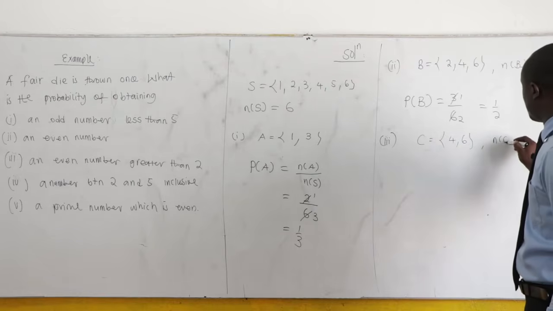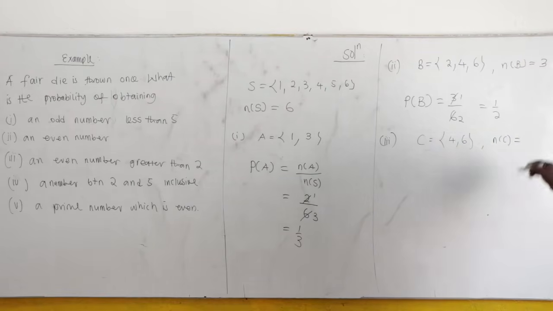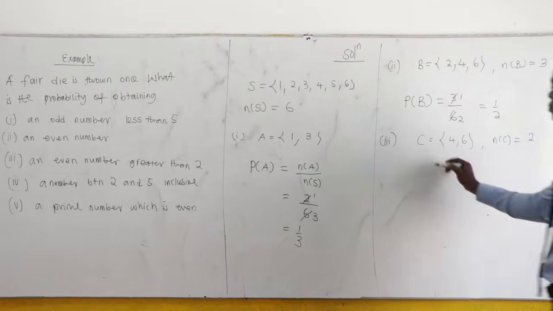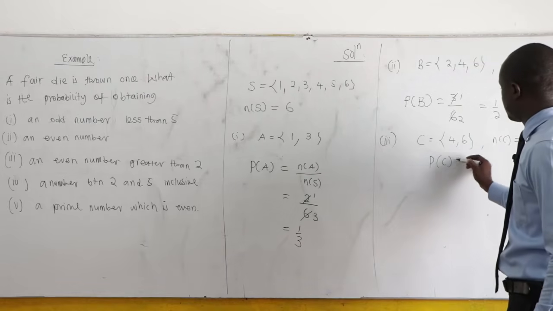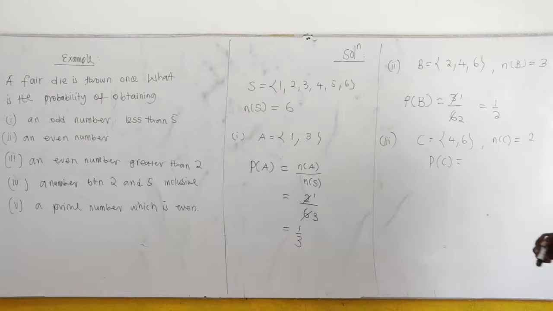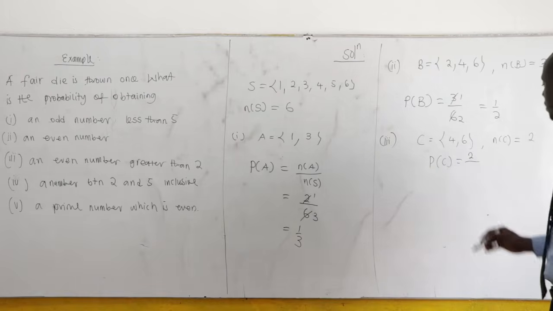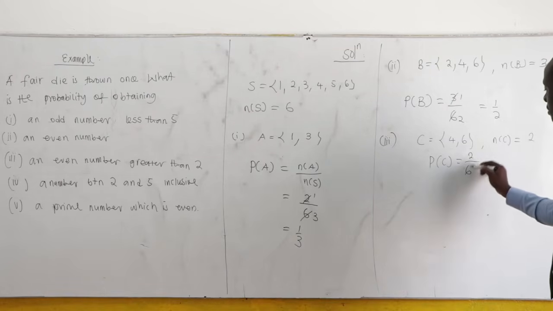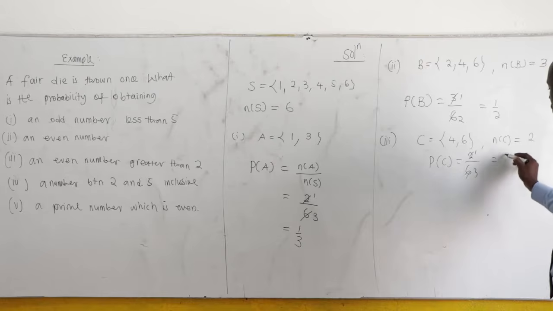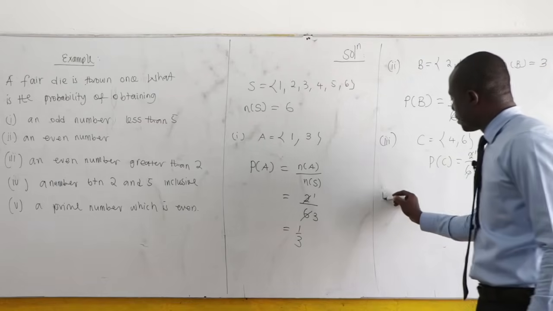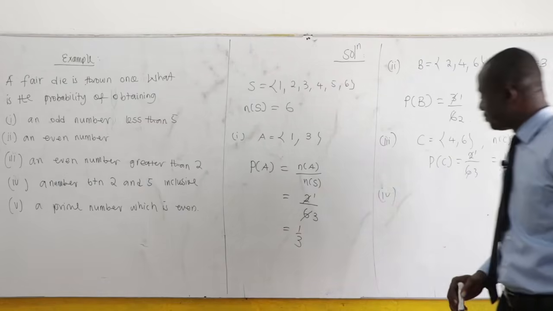Now what is the number of C, or the number of events? That is 2. So the probability of C will be what? The number of ways in which C can occur, all over the total. The total is 6. 2 goes into 2 once, 2 goes into 6 three times. So 1 all over 3. Now let's see the fourth one.